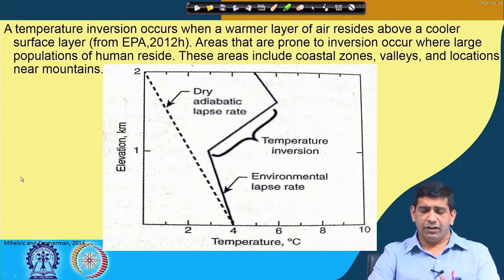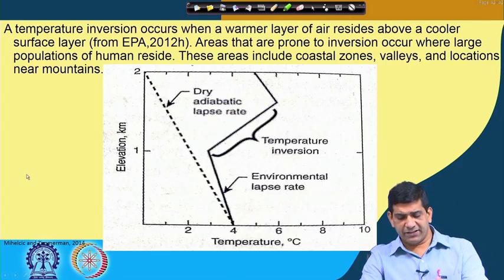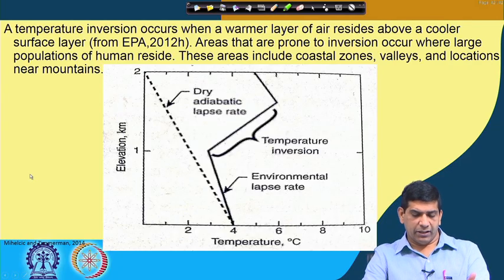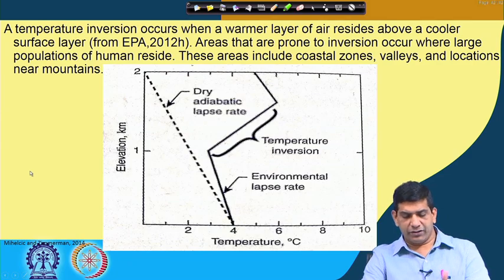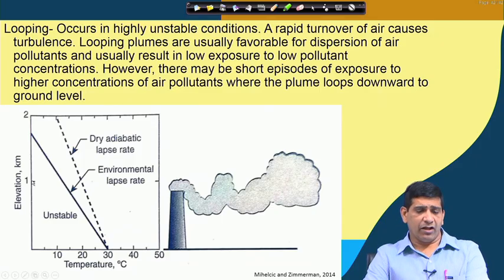So, here you have the environmental lapse rate in this particular range, and then you have a temperature inversion, and then of course the dry adiabatic lapse rate. Initially, at a lower elevation, it is the same, but then the dry adiabatic lapse rate goes the other way.